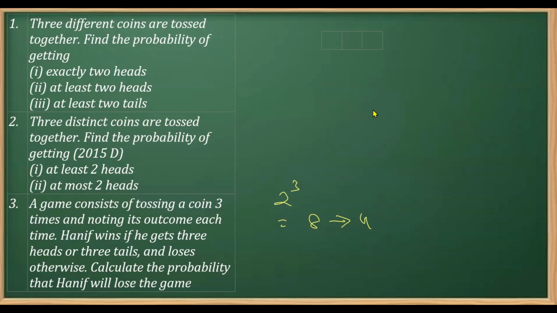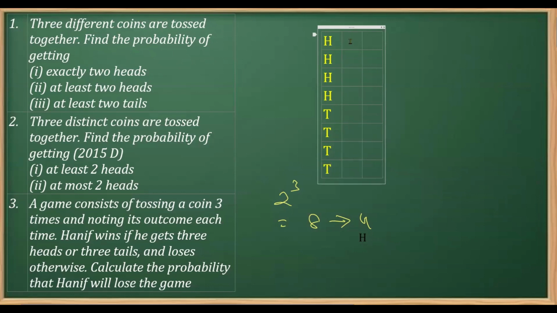Let's make the sample space first. So first I'll write head over here. 4 times I'll write head, as I said, half of 8. So 4 times head: 1, 2, 3, 4. And then write 4 times tail: 1, 2, 3, and 4.